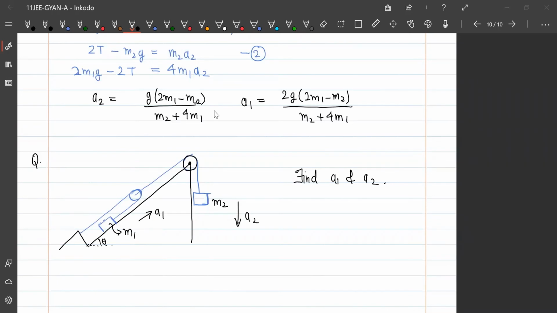Vaishnavi, can you tell me the relation between A1 and A2? A1 is equal to 2A2. I'm not able to hear you, Vaishnavi. I see your unmute, but your mic maybe is not working. A1 is equal to 2A2.